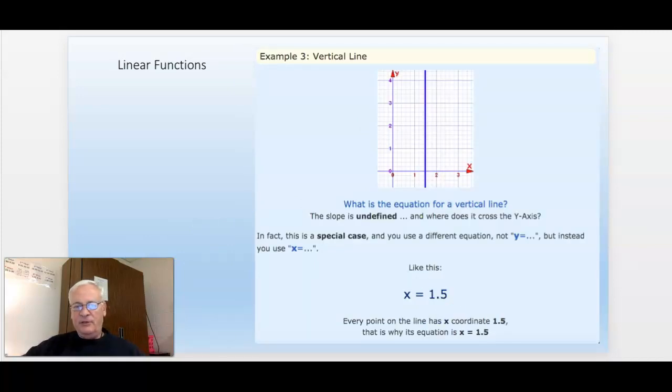Also, again, a vertical line. The slope is undefined. So we define it by saying x equals some number. This one says x equals 1.5 because x always equals 1.5 along that line, no matter where you are. Just write it like that. There is no y in that equation.